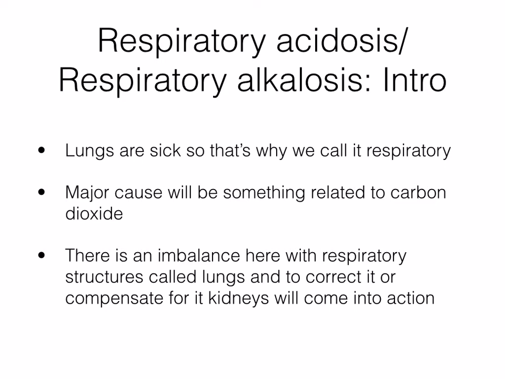Now, kidneys are slow. They will not do it as fast as the lungs would have done it. The kidneys are slow, but they are very effective in compensating for respiratory acidosis or alkalosis. So the kidney's goal when it is compensating would be to get the pH back into normal range.